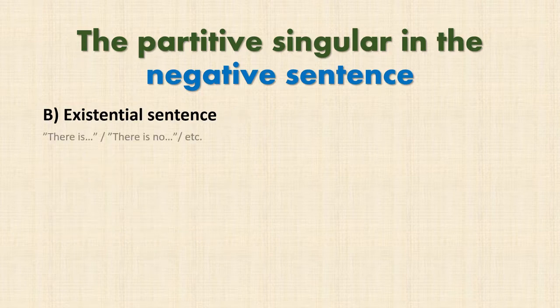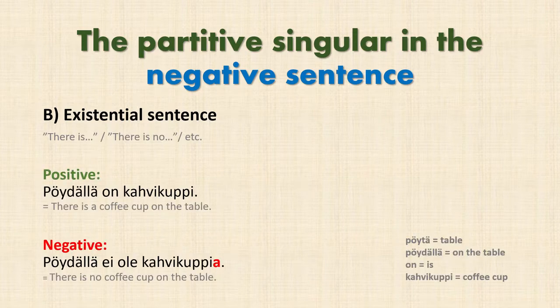Existential sentence. These sentences often start with there is or there are no in English. Compare these Finnish existential sentences. In the positive sentence, kahvikuppi is in the nominative. Pöydällä on kahvikuppi. There is a coffee cup on the table.